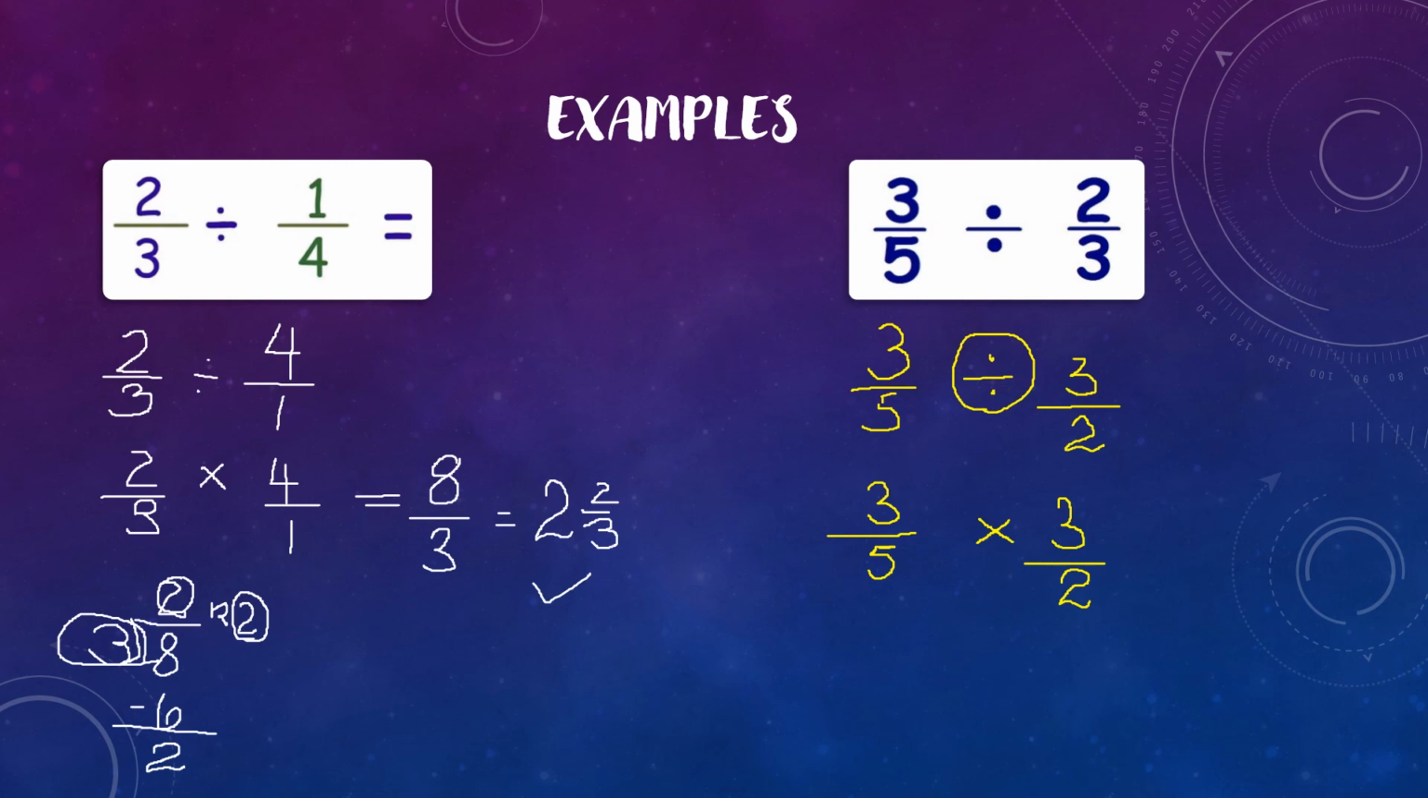So I can see that, again, I have nowhere to simplify. So I'm going to go ahead and I'm going to multiply. 3 times 3 is 9 over 5 times 2, which is 10. And this time we've ended up with a proper fraction for our answer. And also these numbers cannot be simplified. So guess what? We are done.